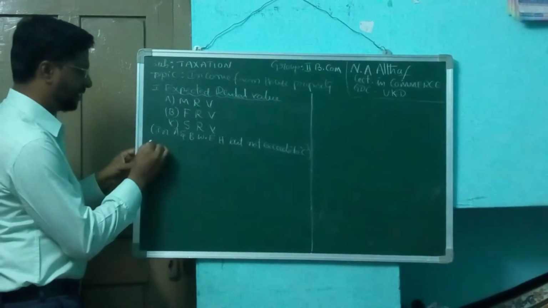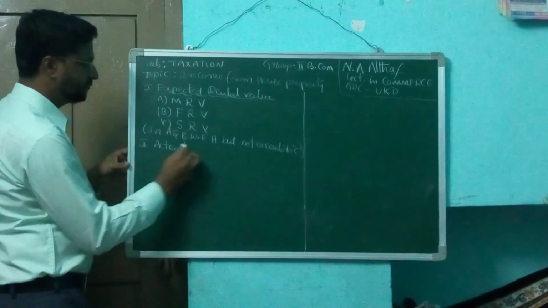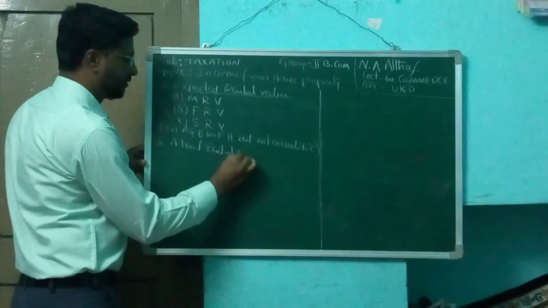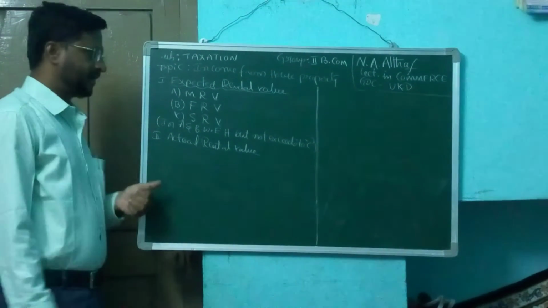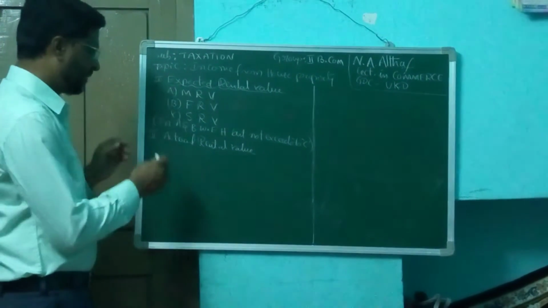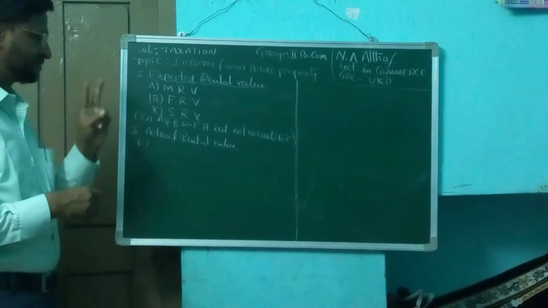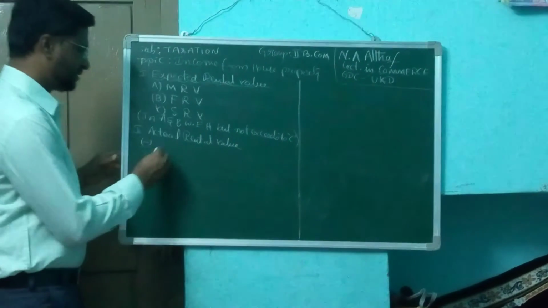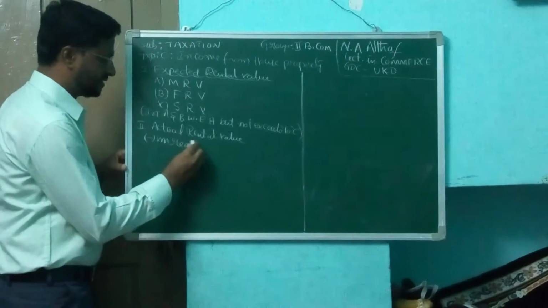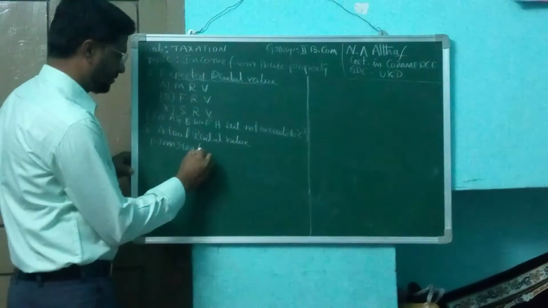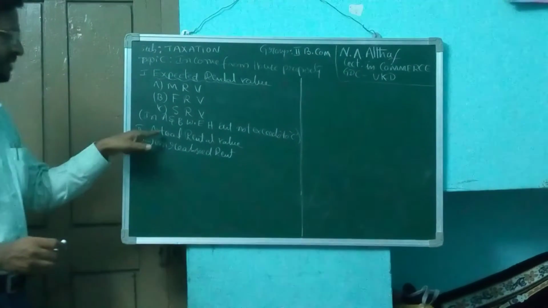And then Roman numeral 2, we have actual rental value. In the actual rental value, sometimes some deductions are given, two types of deductions. One is known as unrealized rent. It should be deducted from the actual rental value.